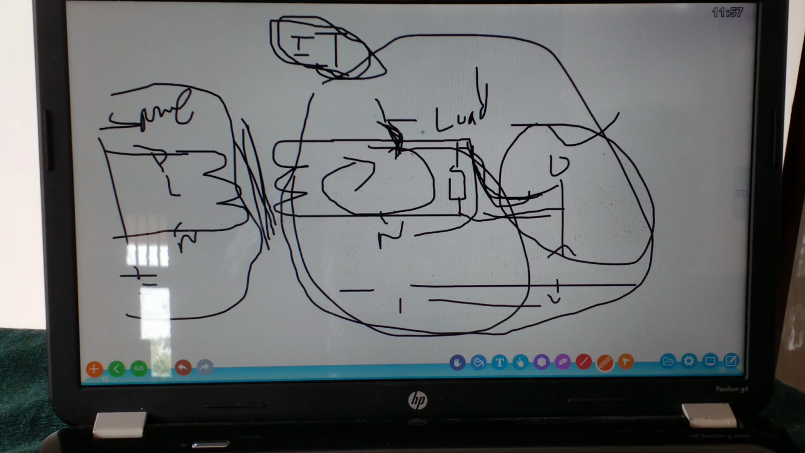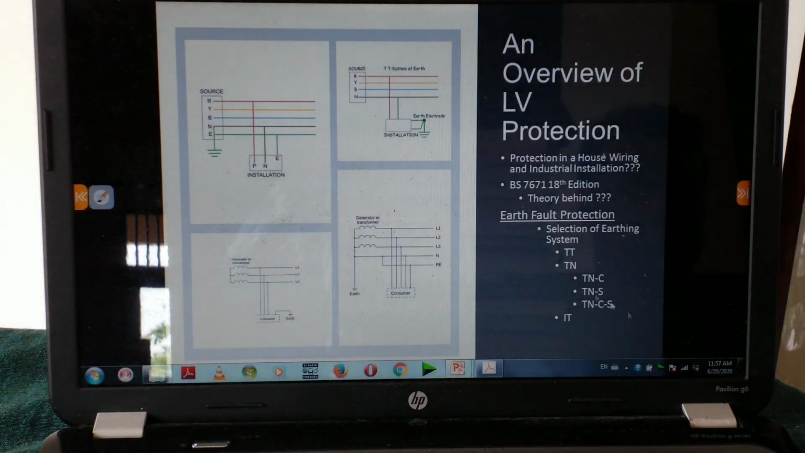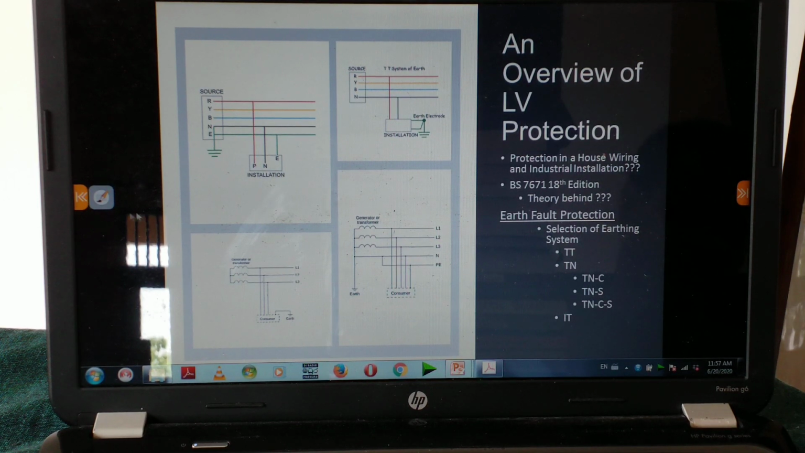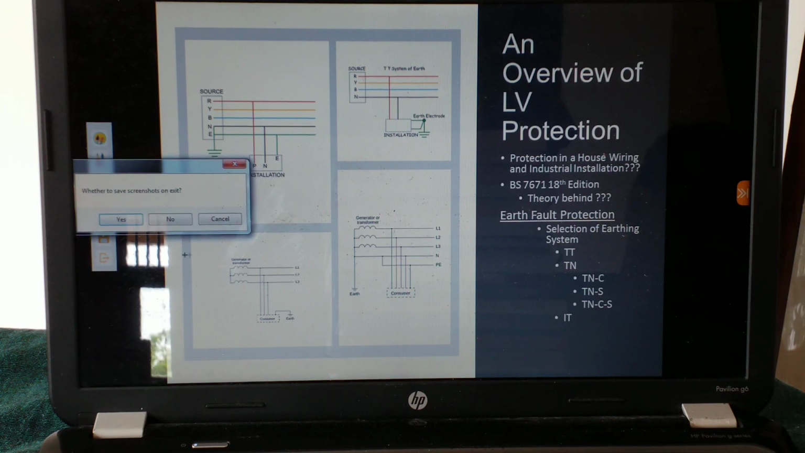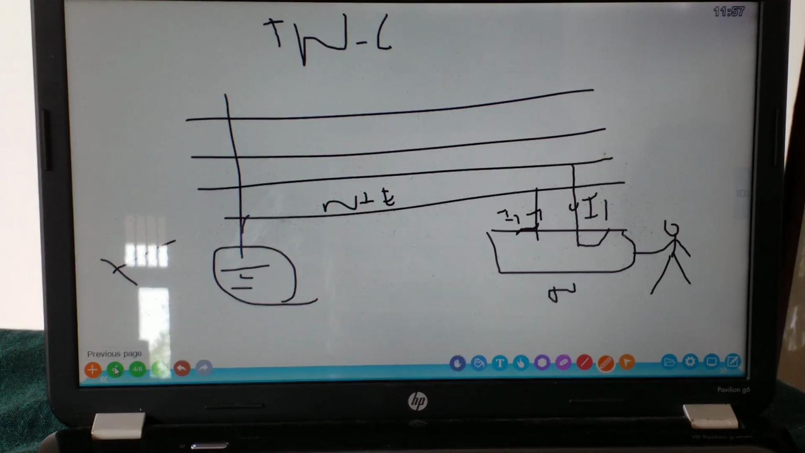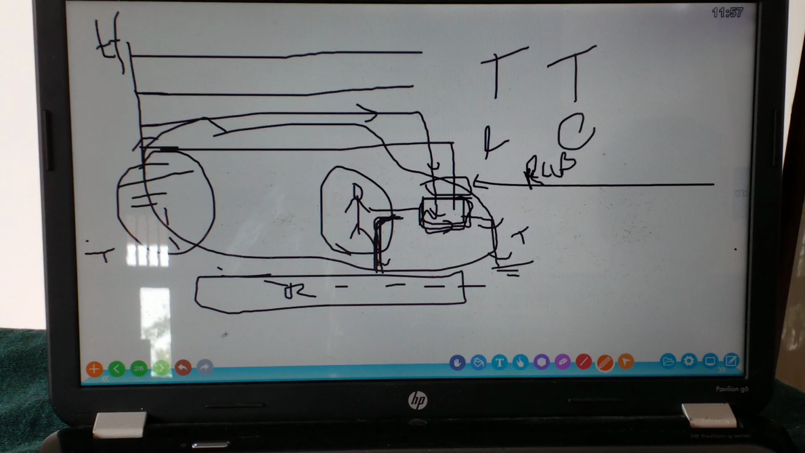But the IT system is a little bit expensive. So you know about the systems now. You can apply them, and think about what will suit your system. And going back again, it is important. Let's go to this TT system.